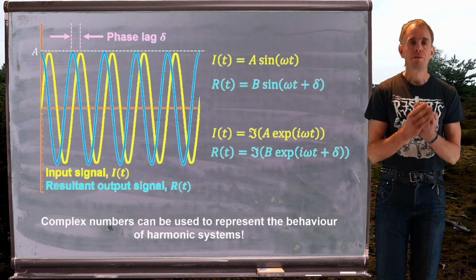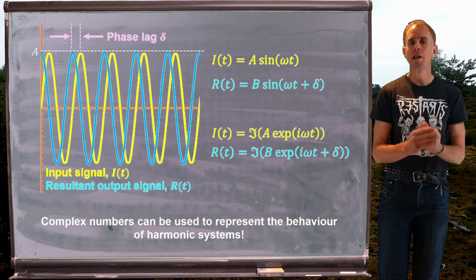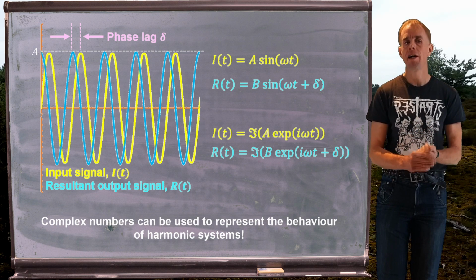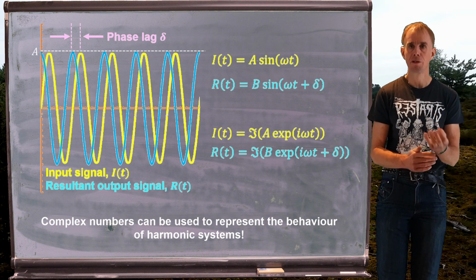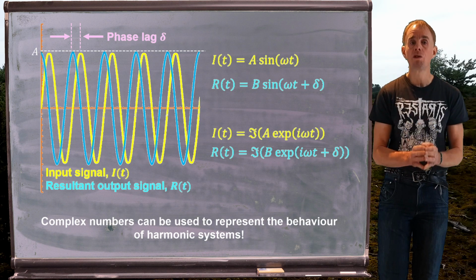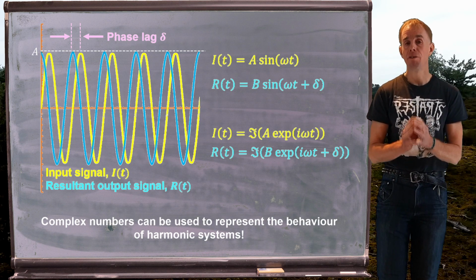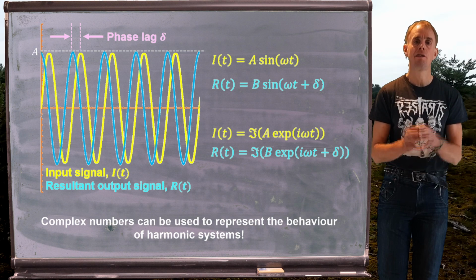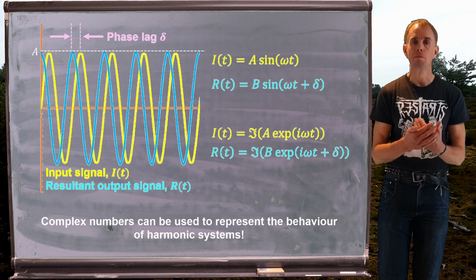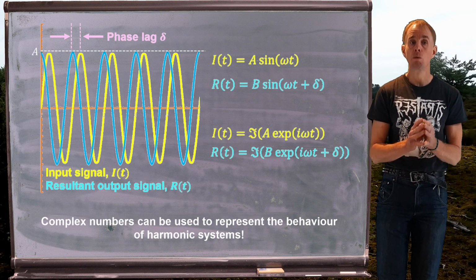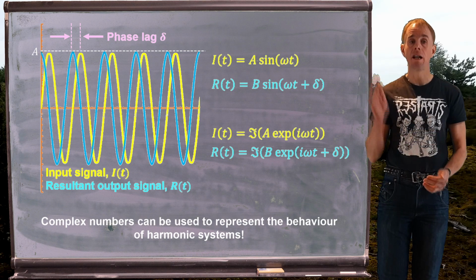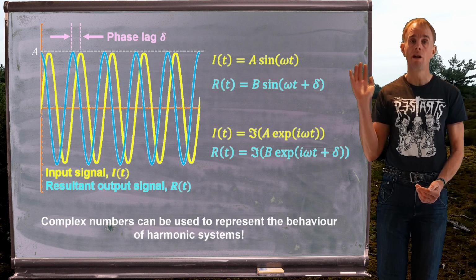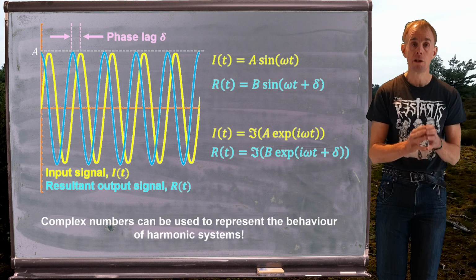So, the fundamental motivation here is that complex numbers can be used to represent the behaviour of harmonic systems, which is what we're going to be doing later in the course. But in order to represent the behaviour of harmonic systems, we need to know the basics of how to use complex numbers, how to manipulate them, and we also need to know one very important identity that allows us to link exponentials to trigonometric functions. So that's what I'm going to cover now.